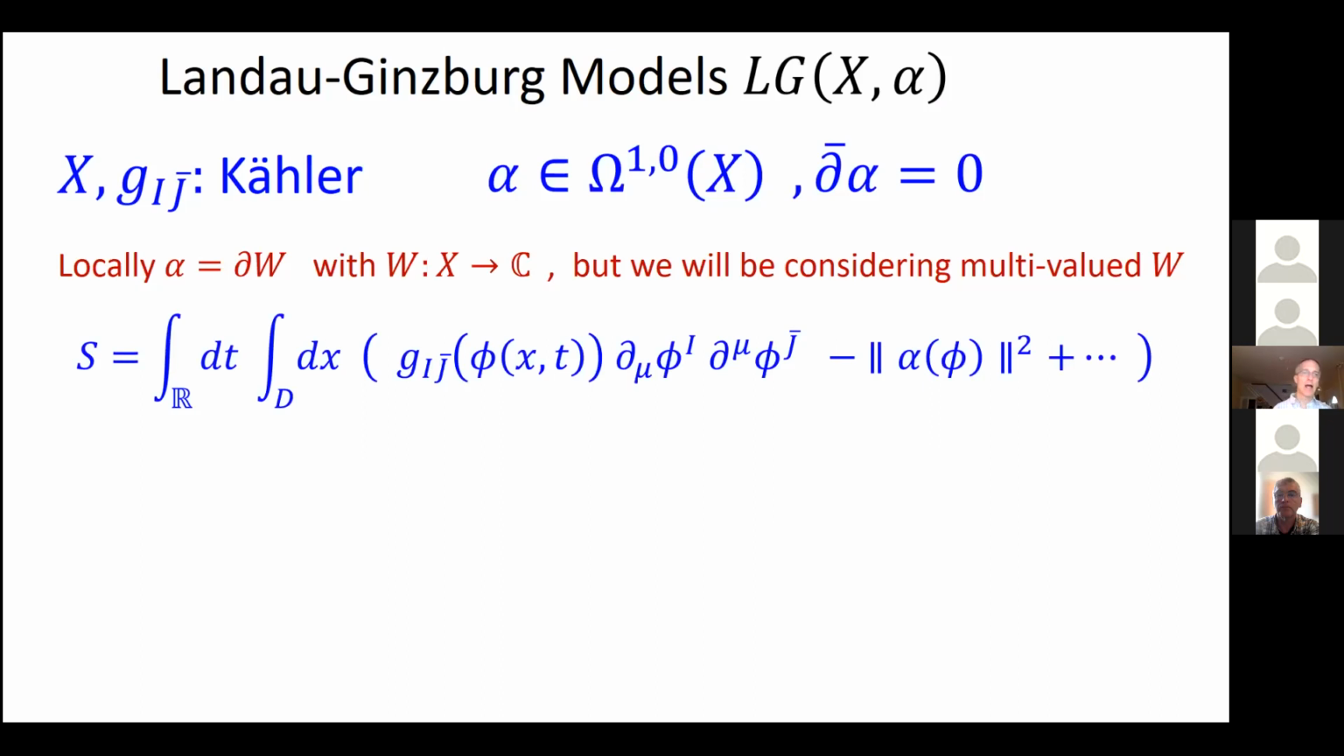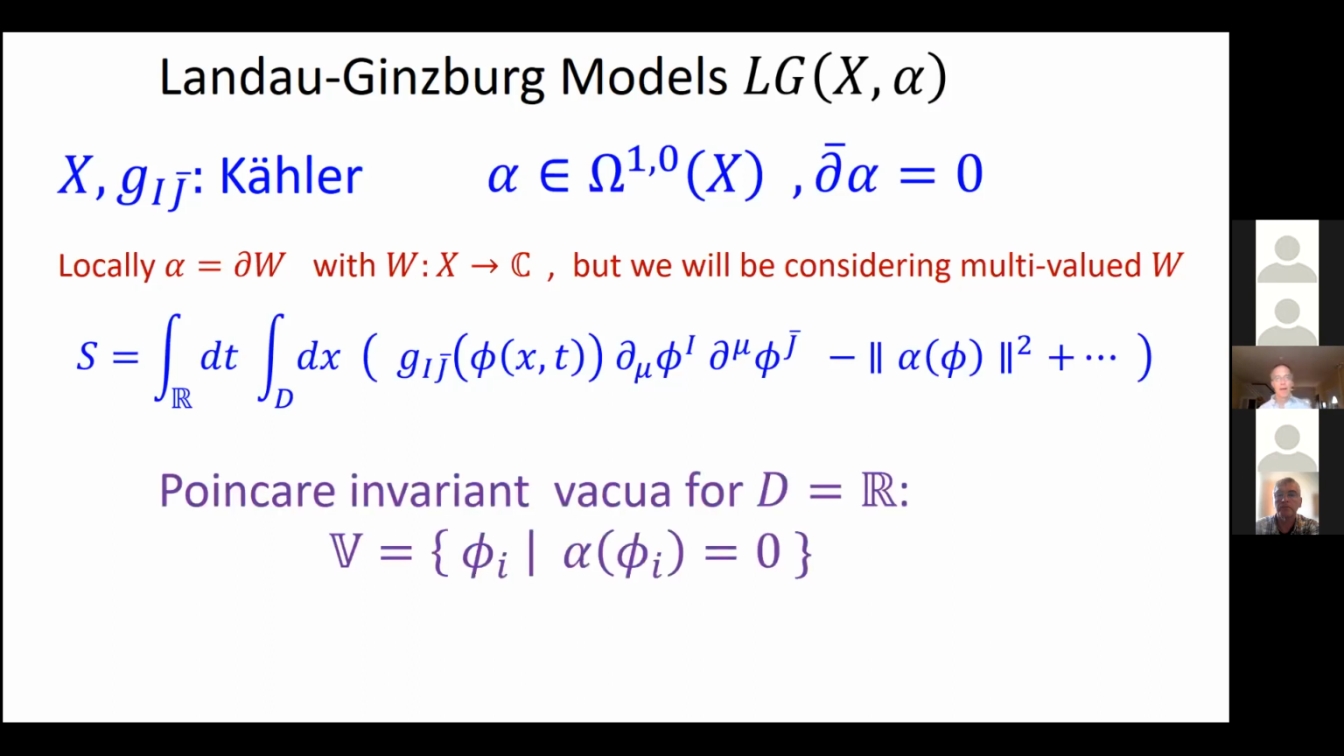So the action of the 1 plus 1 dimensional quantum field theory is given by this formula here, where D is some spatial domain. And again, I'm only showing the bosonic terms in the action. The first term is the standard sigma model type action, and then we have a potential energy from the norm squared of alpha. Now, if the spatial domain is the full real line, then this is a Lorentz invariant, Poincaré invariant quantum field theory. And if D is the real line, then we can ask for the Poincaré invariant vacua.